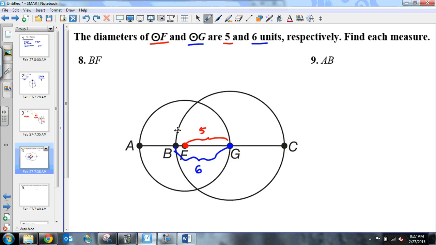In this circle here, it's kind of hard to determine whether F or B is the center point, but because they name it circle F, I know that F is the center. Okay, and then it asks us to find the length of BF.